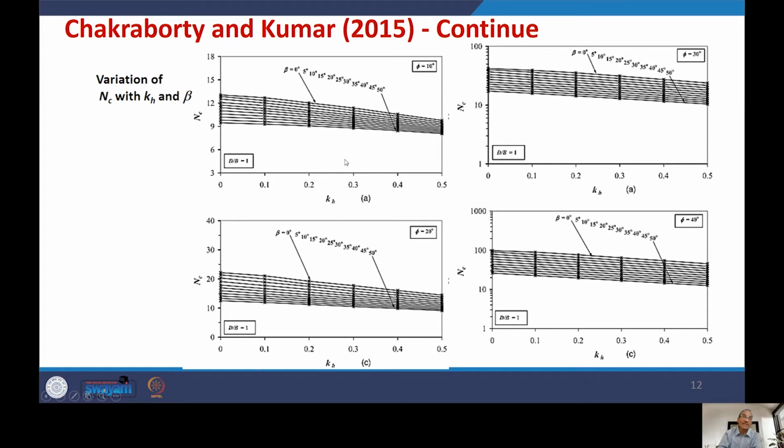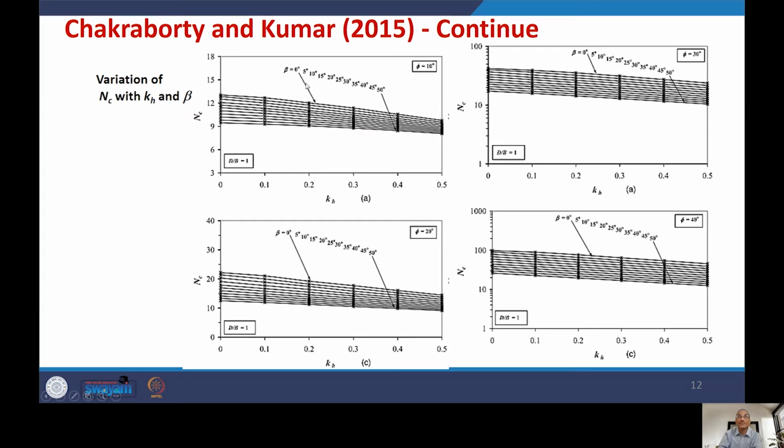One can see easily that for a given value of beta, as Kh increases, at the same time there is a decrease in the value of Nc. And Nc decreases as beta increases, and this was for a particular value of beta. On the other side, when the value of beta decreases, let's say increasing, the top one is for beta equal to 0 degree, and the bottom one is for beta equal to 50 degree.